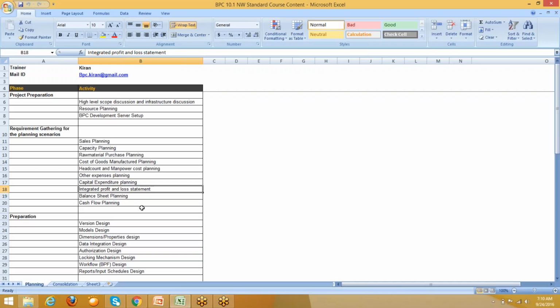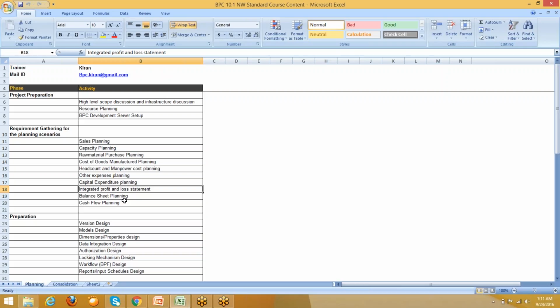Integrated profit and loss statement. So now, ultimately, I am doing all these planning scenarios to generate a profit and loss statement. How does my profit and loss get plan data from the sales plan? How does my profit and loss get data from COGM? How does my profit and loss get data from other expenses?